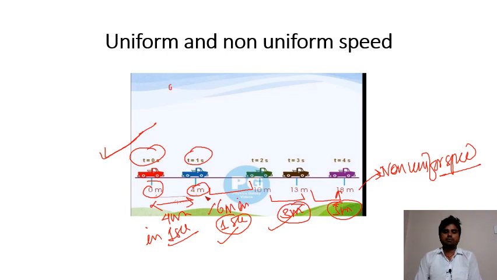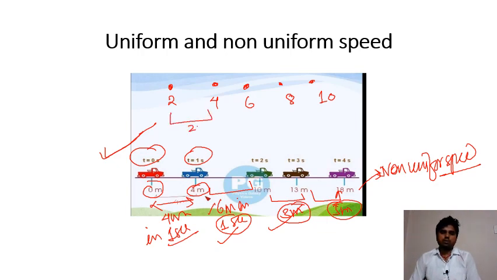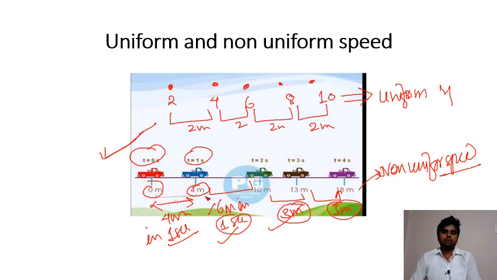So let's suppose from A to B, then C, then D, the car is covering 2 meter, 4 meter, 6 meter, 8 meter, 10 meter, like this, in a gap of 1 second. So we can say here it is 2 meter, here it is also 2 meter, here also 2 meter, and in this place also it is 2 meter. Such speed is known as uniform speed. That means equal distance is covered in equal intervals of time.